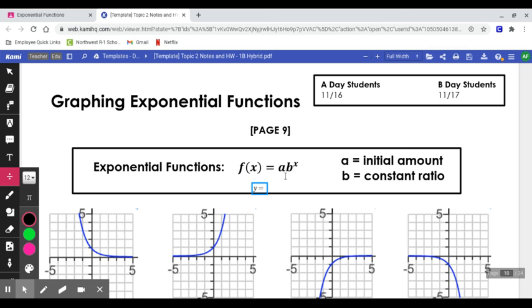Number two, this a and b will be numbers once we get down to it. So instead of a times b, it will be, for example, 2 times 3 and then raised to the x power. So f of x equals is the same as y equals, and this a and b will both be numbers once we get to some examples.